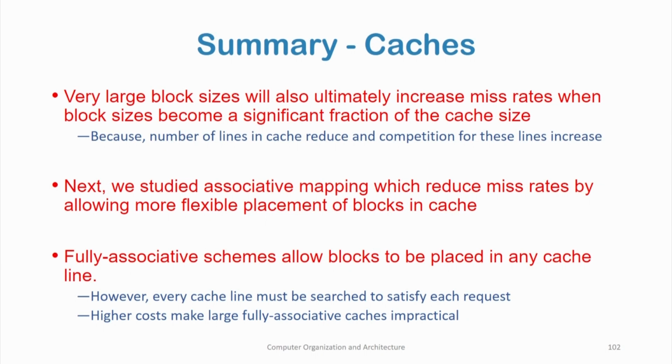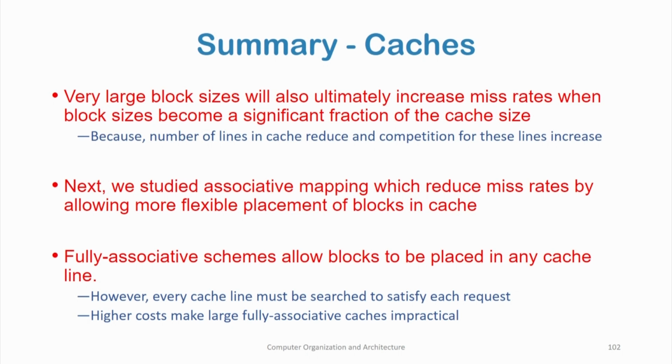So, large block sizes will also ultimately increase miss rates, because the number of lines in cache reduces and competition for these lines increases. Next, we studied associative mapping, which reduces miss rates by allowing more flexible placement of blocks in cache. Within this associative mapping, we first learned fully associative schemes which allow blocks to be placed anywhere in cache. So, a memory block can be placed in any line within the cache. However, to have this, every cache line must be searched to satisfy each request. Because a memory block can reside in any line in cache, I have to search the entire cache to find out whether I have a cache hit or a cache miss, and this is expensive.